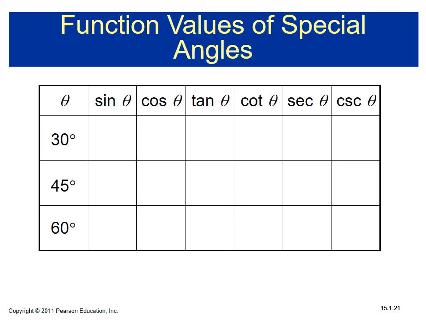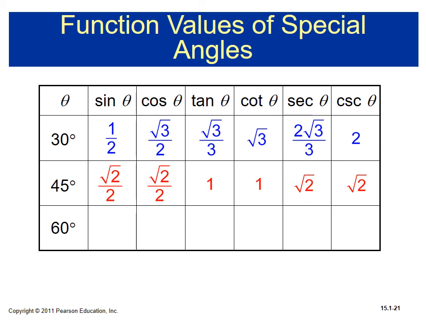So with these special angles, we end up with some very interesting patterns. We start with theta: the sine is 1/2, cosine is square root of 3 over 2, tangent square root of 3 over 3, cotangent square root of 3, secant 2 square root of 3 over 3, and then the cosecant is 2. Again, as we've pointed out, we can derive all of these from our knowledge of 30, 60, 90 right triangles.